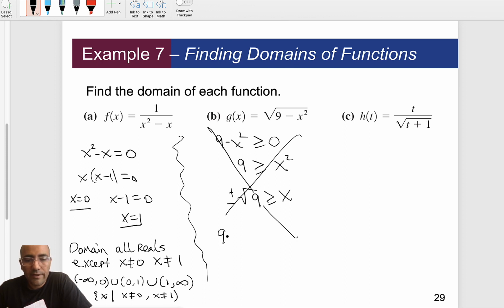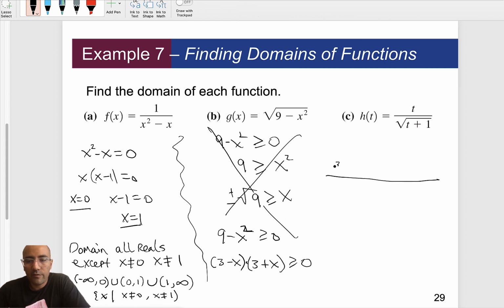We have 9 minus x squared is greater than or equal to 0. We've covered this before. What we want to do is factor this. We have 3 minus x, 3 plus x, greater than or equal to 0. So we have a multiplication of a binomial. Remember, this is a difference of squares. And now we can do the thing where we set up the number lines.